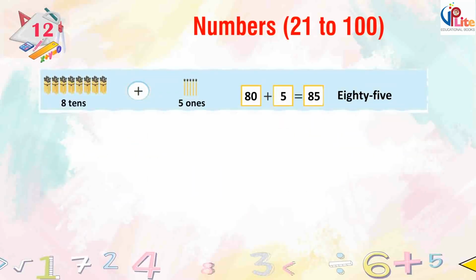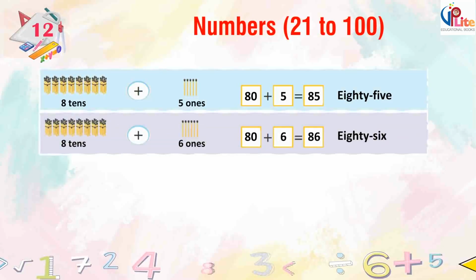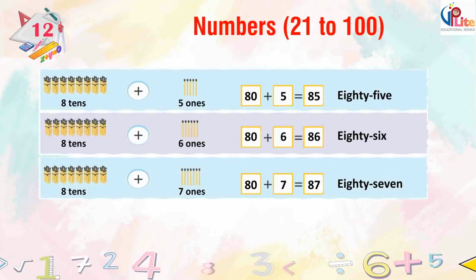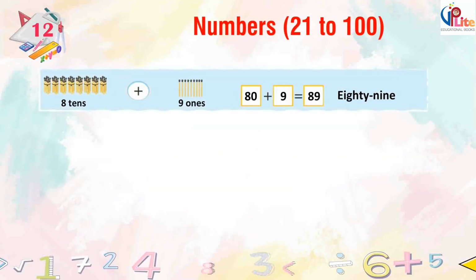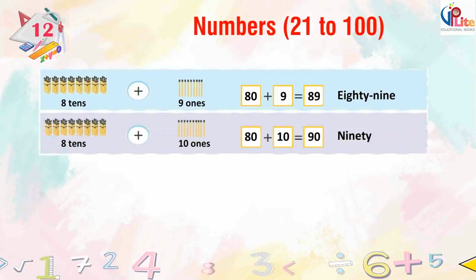8 tens plus 5 ones, 80 plus 5 is equal to 85. 8 tens plus 6 ones, 80 plus 6 is equal to 86. 8 tens plus 7 ones, 80 plus 7 is equal to 87. 8 tens plus 8 ones, 80 plus 8 is equal to 88. 8 tens plus 9 ones, 80 plus 9 is equal to 89. 8 tens plus 10 ones, 80 plus 10 is equal to 90.